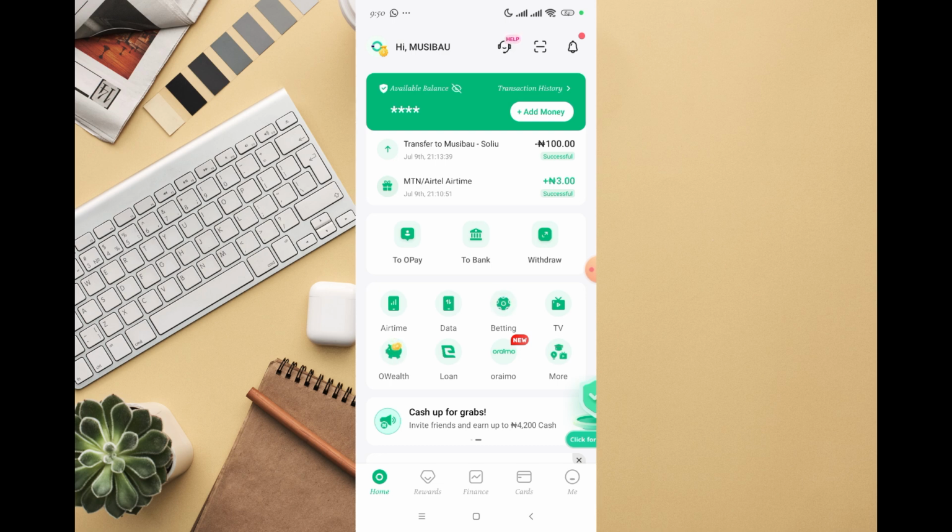so that when you put money inside the account, you will not be facing a situation where you are unable to send out the money. If your account is not verified and you put money inside your OPay account, the money will be stuck in there and you have no option to withdraw the money, unless you verify your account. So that is how it is.